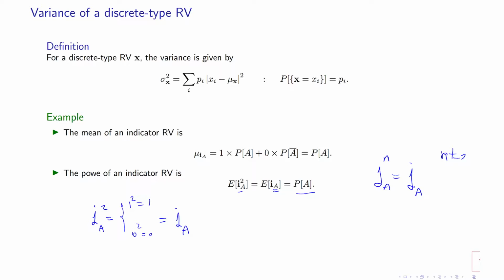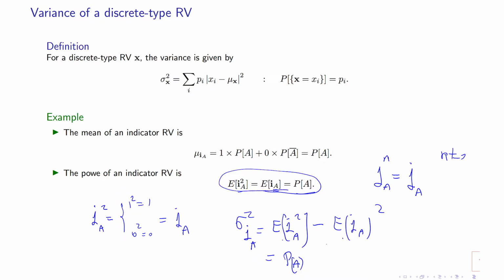So if I want to calculate sigma squared of IA, it is equal to the mean of IA to the power 2 minus the mean of IA, to the power of 2. This is equal to probability of A, because of this term, minus probability of A to the power of 2. So this becomes probability of A times 1 minus probability of A.